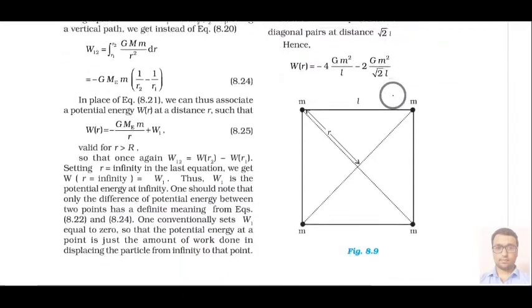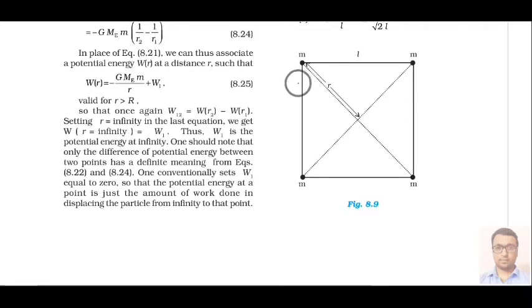As you can see in this diagram, 4 particles are placed: first particle, then second, then third, and at last fourth, and the side of the square is small l. As this is a square, each side will be L, and the diagonal length will be L root 2, because we can calculate it by Pythagoras theorem. This side is L, this is L, so the diagonal will be L root 2.